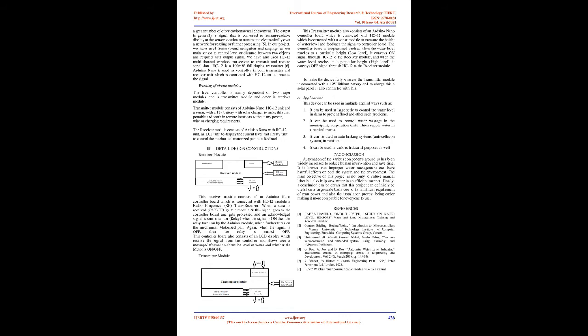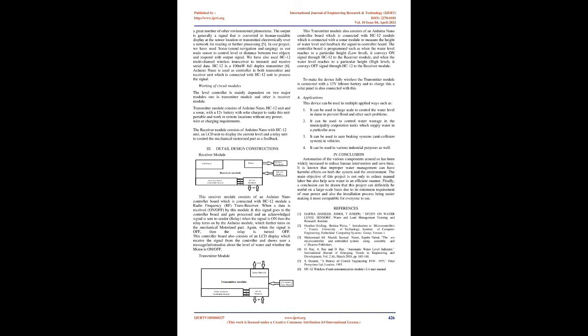5. In our project, we have used SONAR, sound navigation and ranging, as our main sensor to control level or distance between two objects and respond with an output signal. We have also used the HC12 multi-channel wireless transceiver to transmit and receive serial data. HC12 is a 100mW full duplex transmitter. 6. Arduino Nano is used as the controller in both the transmitter and receiver unit, which is connected with the HC12 unit to process the signal.